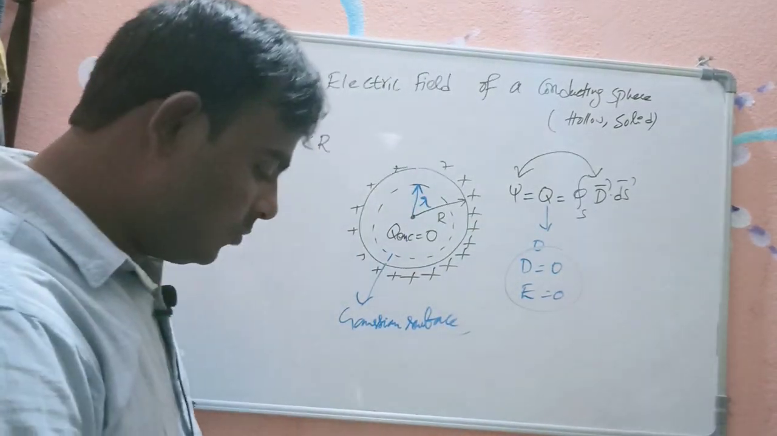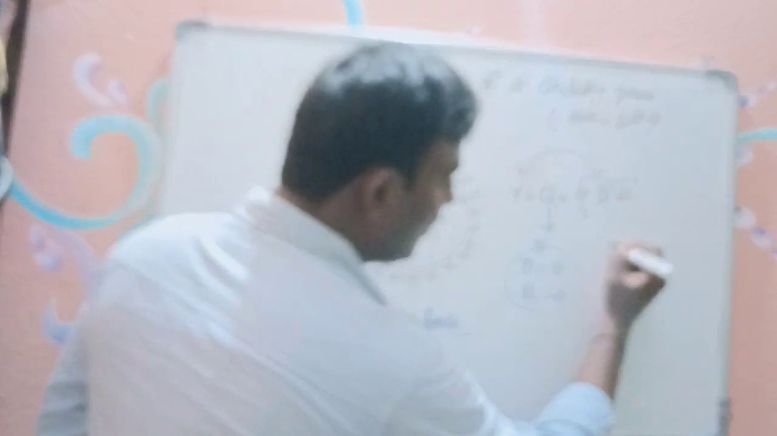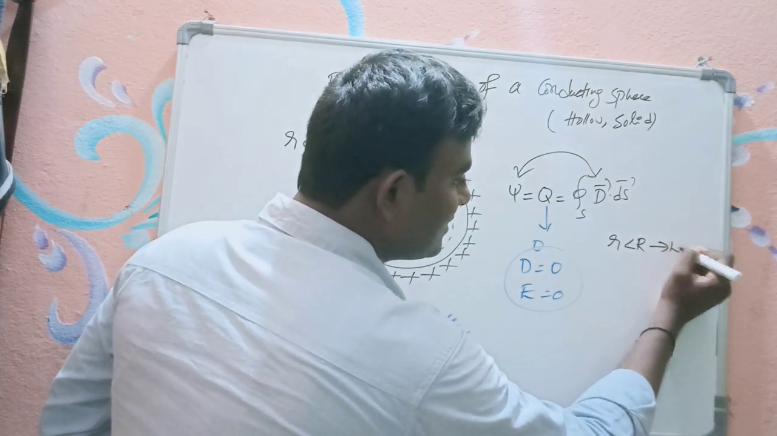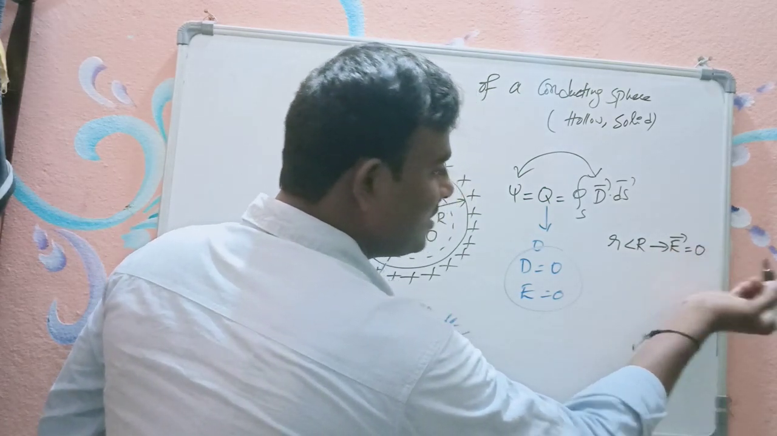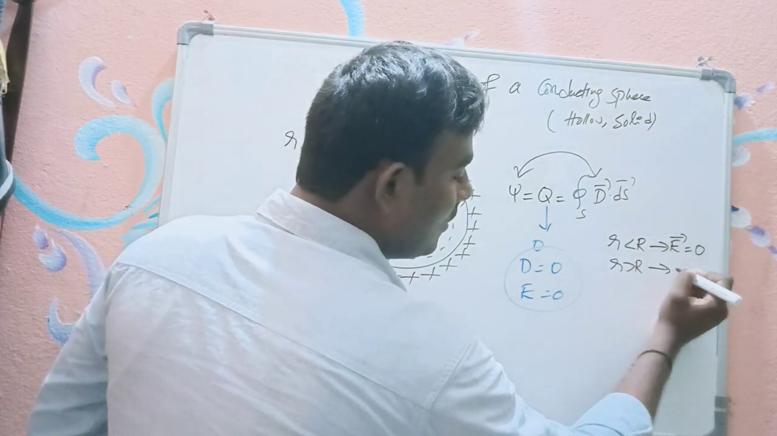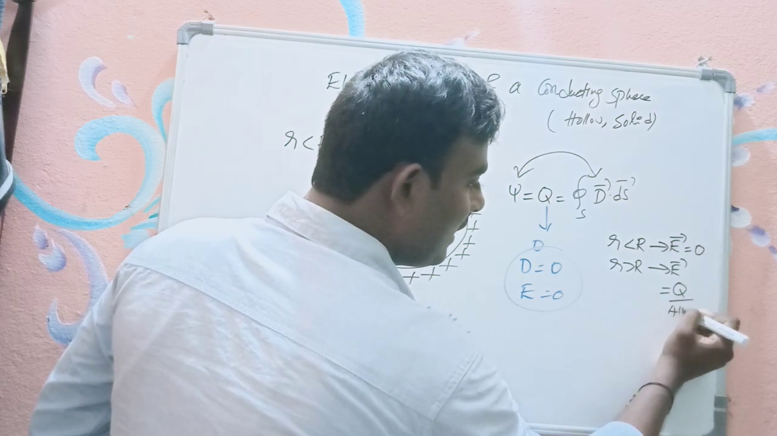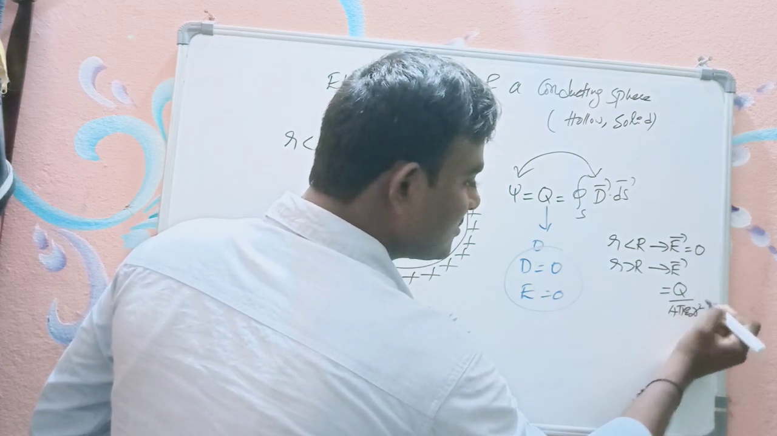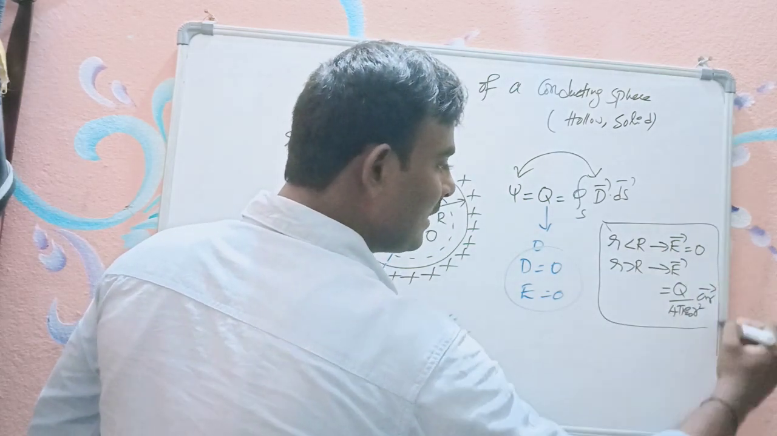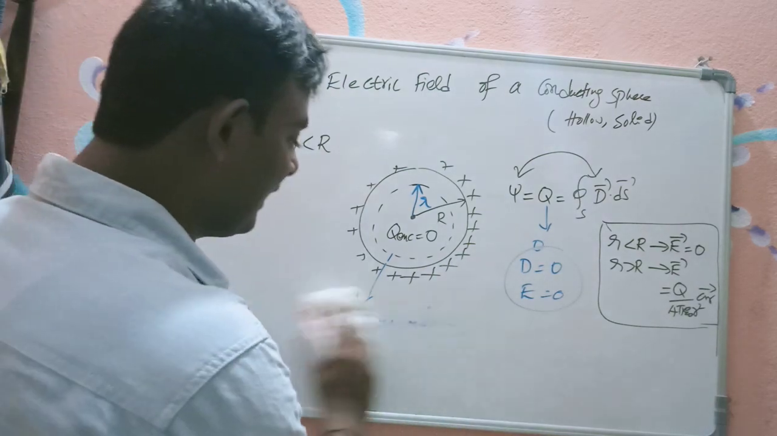Now we got two fields, one inside the sphere and one outside the sphere. Just I want to write here, for r less than R, what is the field? E bar is equal to 0. Similarly, for r greater than R, what is the field? E bar is equal to Q by 4 pi epsilon naught r square a r bar. This we need to remember in order to find the field due to a conducting sphere.